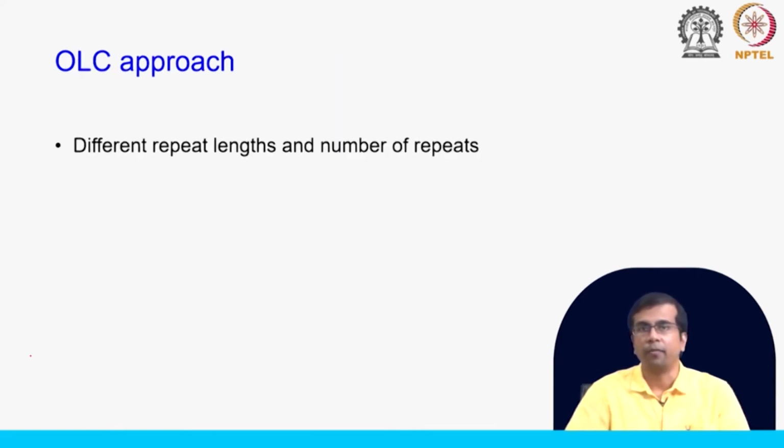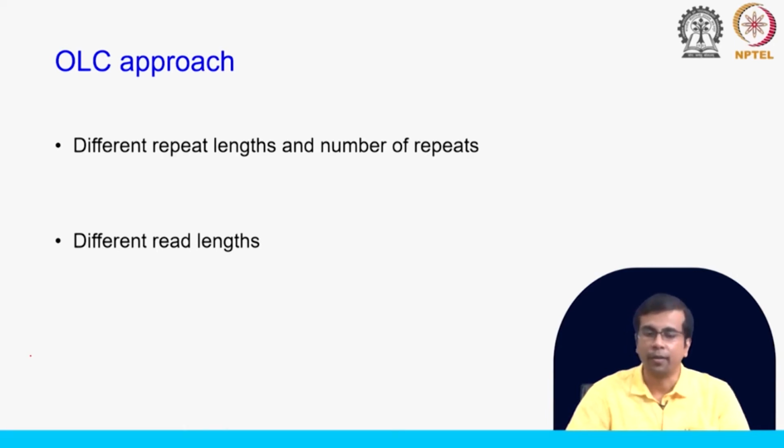And we have talked about how repeats can impact this OLC method, but what I would like to encourage you to do is try with different repeat lengths, a number of repeats, and also different read lengths. And this is where you will start to see that as you increase read lengths, you start to resolve repeats. With the OLC approach, as you increase read lengths, you will resolve these repeats, and they will not be these unresolvable knot kind of structures in the overlap graph.